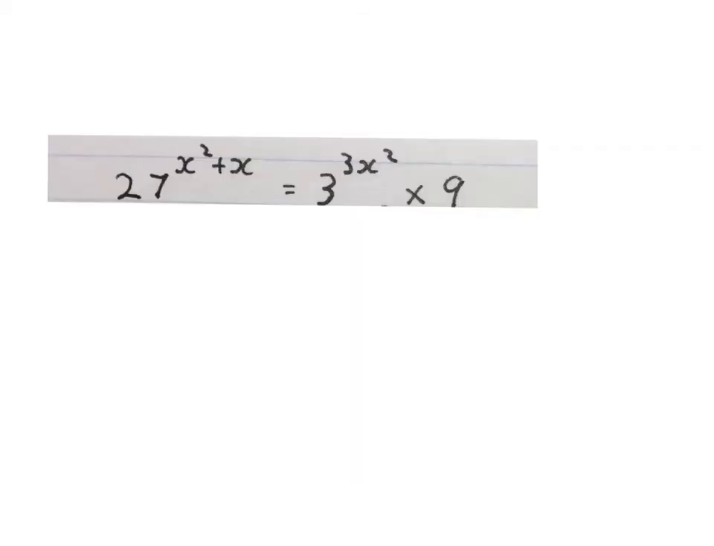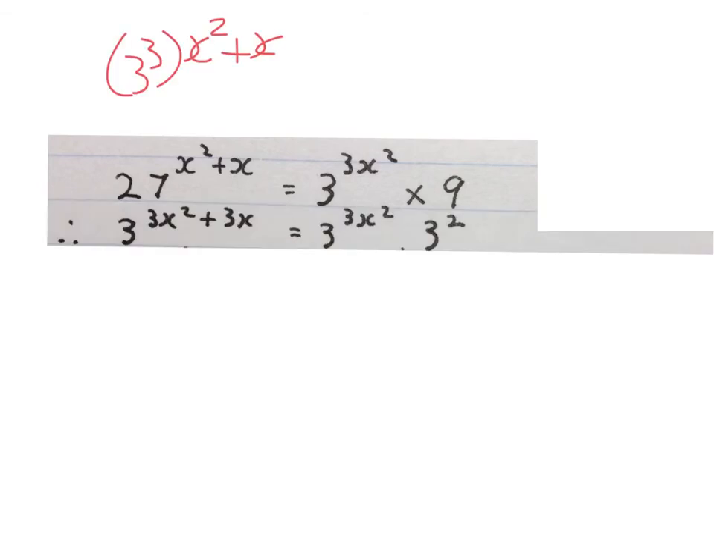The next equation looks like this. We have to solve for x. We prime factorize the 27, so that becomes 3 cubed. Times the 3 with the x squared and the 3 with the x, and we end up with this. Here we prime factorize the 9, that becomes 3 squared.